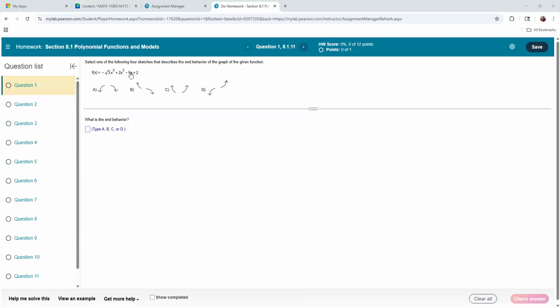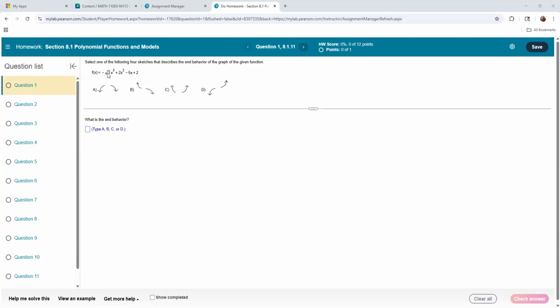All right, now, so for this first one, they're giving us the four pictures that we just drew, A, B, C, and D. They want us to select one of these four pictures. So I got f of x equals negative square root of 3 x cubed plus 2x squared minus 5x plus 2. So let me show y'all what I would do on this one.